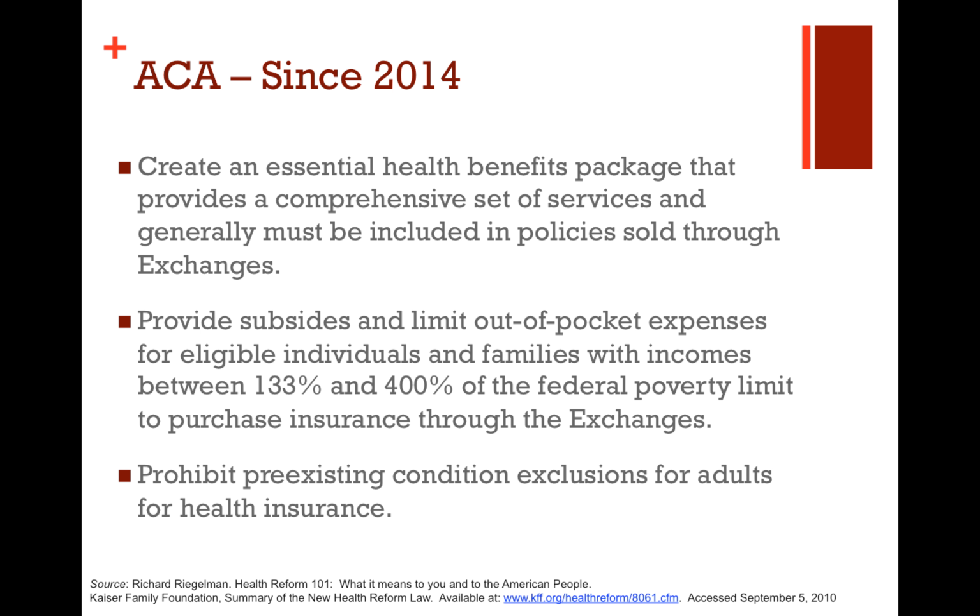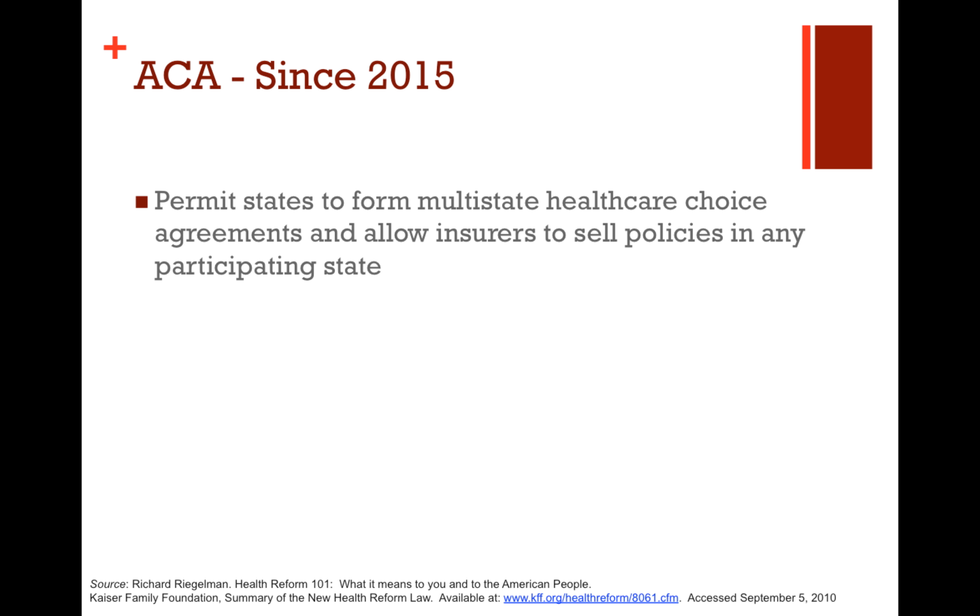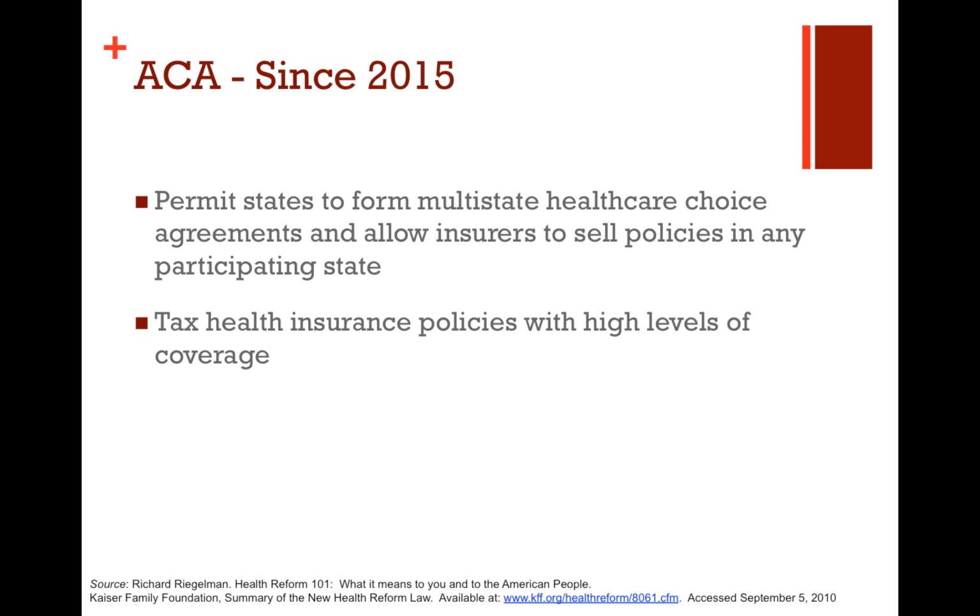And pre-existing condition exclusions were done away with for adults. So they were done away with initially for children and then adults in 2014. In 2015, states were allowed to form multi-state healthcare choice agreements. So I said initially you weren't allowed, there's no portability of insurance across state lines. As of 2015, states were allowed to negotiate that so that you could have healthcare insurance be portable across state lines. They would also begin taxing health insurance policies that had the greatest amount, so those Cadillac services could now be covered and charged.